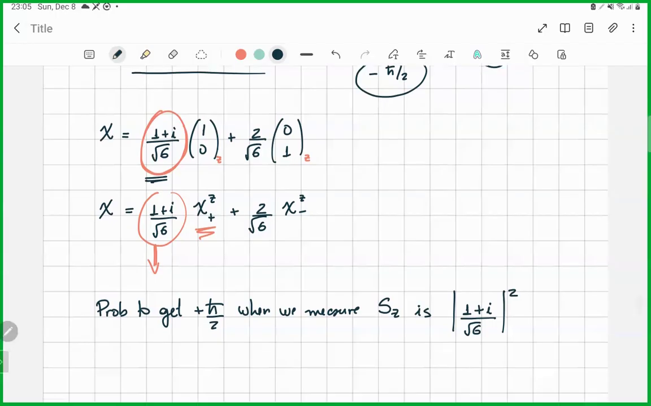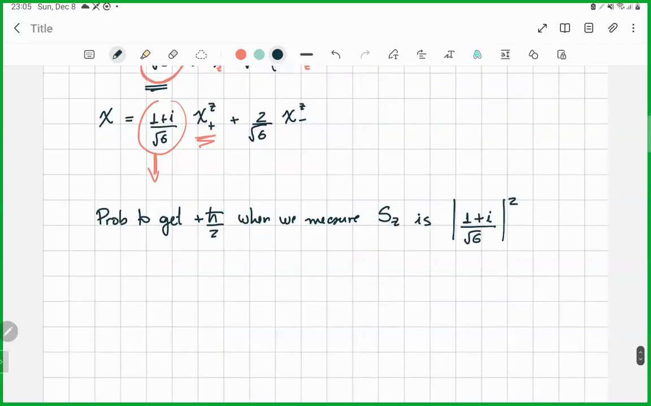And well, what we have to do here is compute this absolute value squared. And what is that? 1 minus i multiplied by 1 plus i, the complex conjugate, and divided by 6. Right? So from this, we get 1. And minus i and i, we also get 1. So we get 2 divided by 6. So this probability is 1/3. Okay, so this is simple.